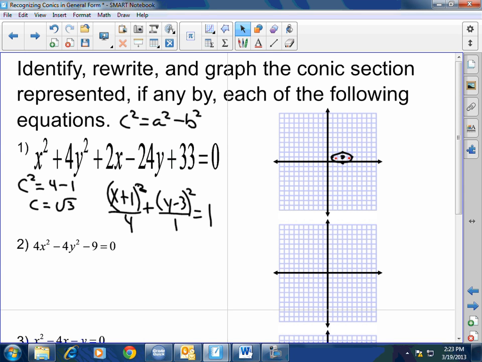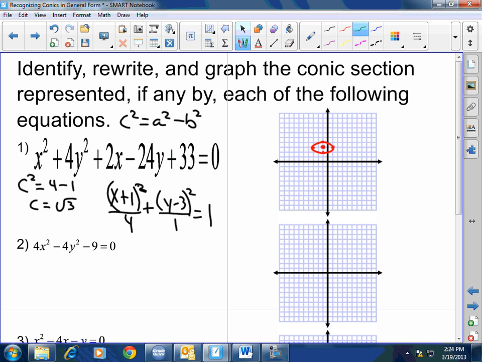Negative 1, 3. That's what I... Oh, wait, no. Epic fail. I went 3, 1. Let's do it again the right way. Negative 1, 3 is the center, because I made a mistake. And then from here, you go 2 to the right. I'm sorry, guys. 2 to the left. Up 1, down 1. That's my ellipse.